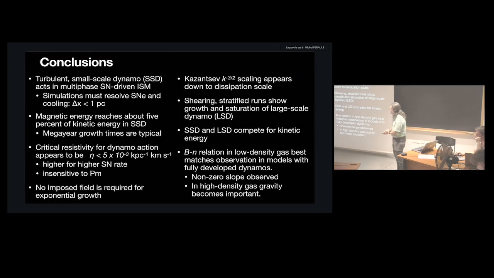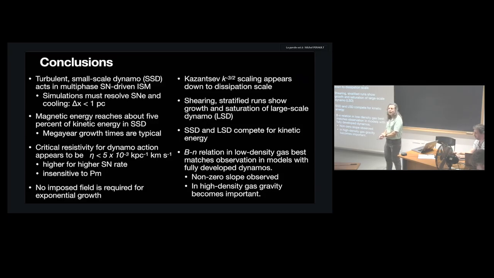So, conclusions? I think I actually have time for conclusions because I spoke really fast. We found that a supernova-driven ISM can drive the small-scale dynamo, that you need to resolve the supernovae, including the cooling. So that requires resolutions under a parsec. You need to resolve some sort of resistive scale. Now, we're not claiming that we're using a realistic resistivity. So the values that we saw of like 10 megayear growth times may still be overstated. The turbulent dynamo may actually grow even faster.